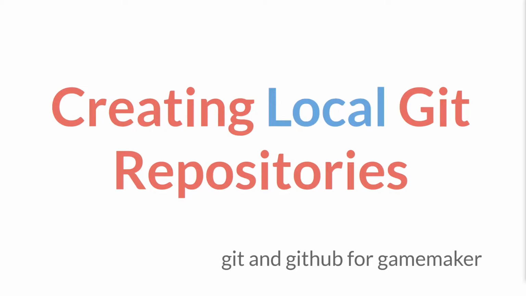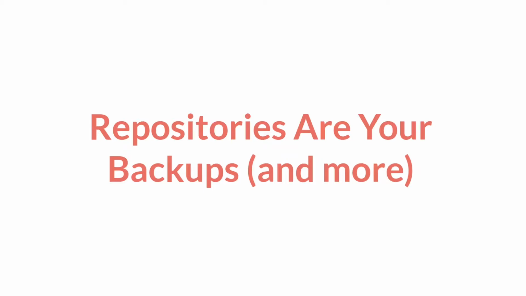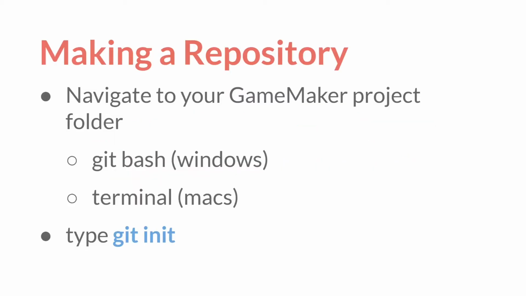In this tutorial, we'll be talking about making local Git repositories. Repositories are a lot of things, but to start with, you can consider them to be backups. They really are a lot more than this, but when you're just getting started, it's an easy way to conceptualize them. Making a repository is incredibly easy.